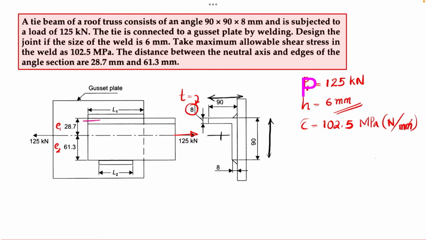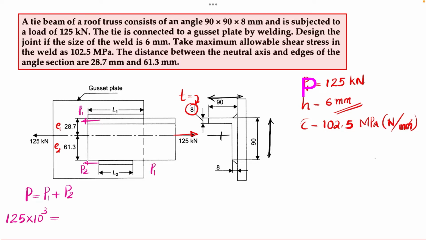So here we need to start from the basics. The load applied P will be taken at this position. I will be calling it as P1, and at this position this is P2. So I can write P equal to P1 plus P2, and this P value is 125 kilonewton on left hand side.